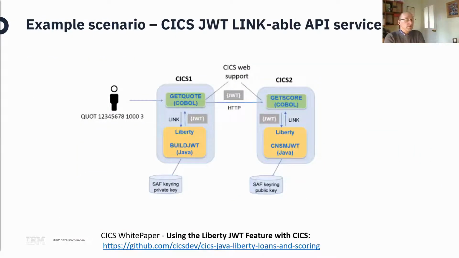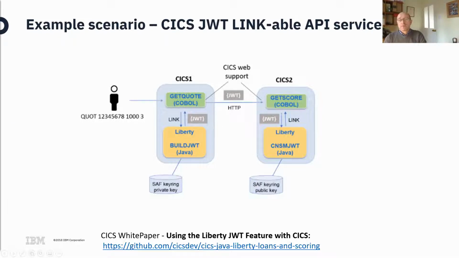A third example is another customer that we dealt with, and this customer used JWT support in Liberty to provide a JWT provider and consumer service. What's described here is also described in our white paper with a set of sample code. In this example on the screen, we have a COBOL program getQuote and a COBOL program getScore. And getQuote talks to getScore using CICS Web support.